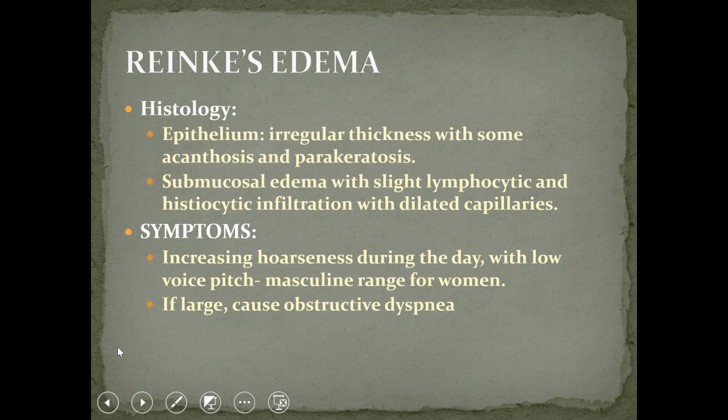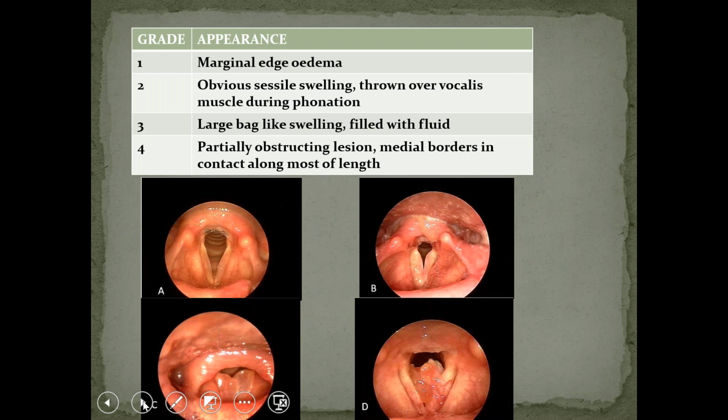All the symptoms will depend upon the site of the lesion in the larynx. Usually if any lesion involves the true vocal cords, the main symptom is hoarseness of voice. There is increased harshness of voice during daytime and a low voice pitch. And if there are larger edematous lesions on both sides, it will cause dyspnea also.